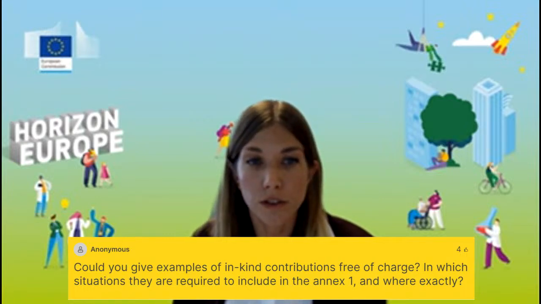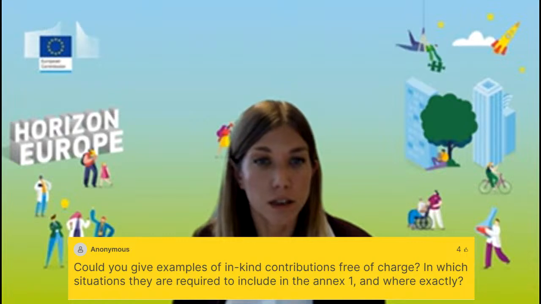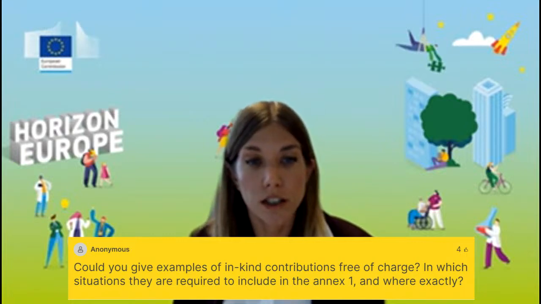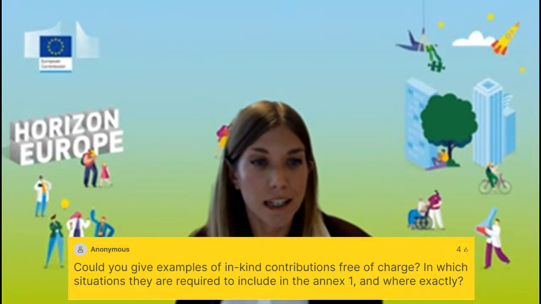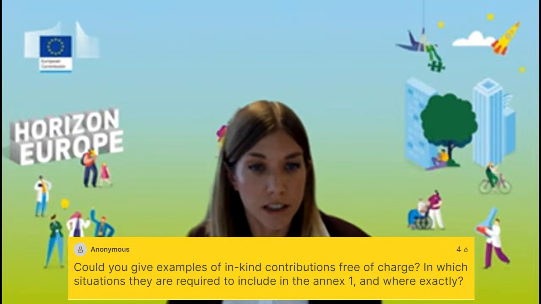So, for instance, the university is the beneficiary in the project. The salary of the civil servant that works as a professor is not paid by the beneficiary, meaning by the university, but by the government, by the ministry. So, according to the secondment agreement, the government does not ask for any reimbursement in exchange. But the beneficiary can still, under Horizon Europe, declare the salary of the professor in its financial statement, even if they are paid by the ministry. And in-kind contributions free of charge must be identified in Annex 1.